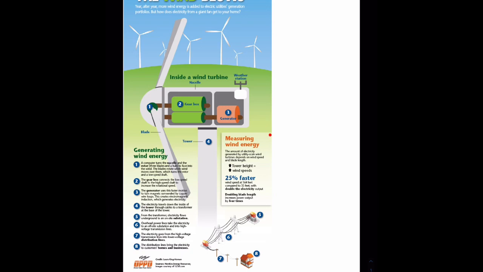So measuring wind energy, the amount of electricity generated by a utility scale wind turbine depends on wind speed and blade length. So the higher the tower height, the more wind speed we get, by 25% faster. Wind speed at 164 feet compared to 33 feet would double the electricity output. Doubling blade length increases power output by 4 times.